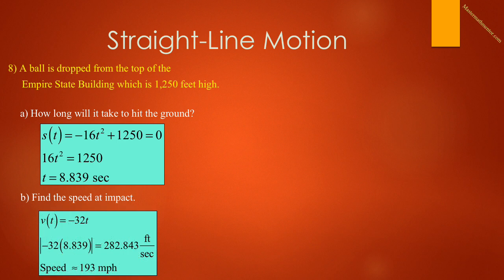B asks to find the speed at impact. V of t is equal to negative 32t. So calculating that when t equals 8.839, we get 282.843 feet per second, which is approximately 193 miles per hour.